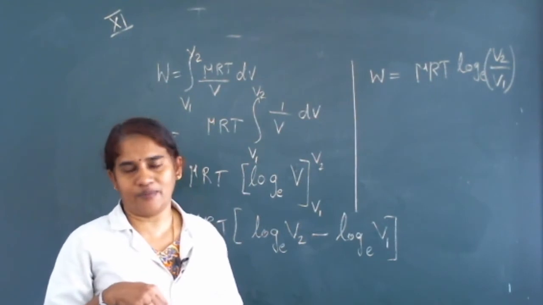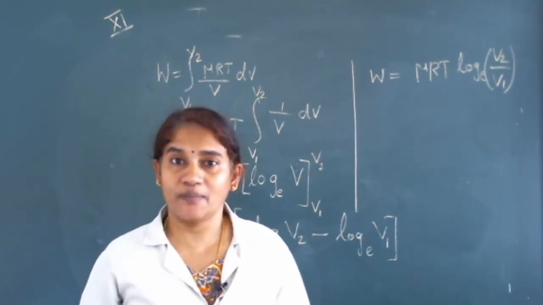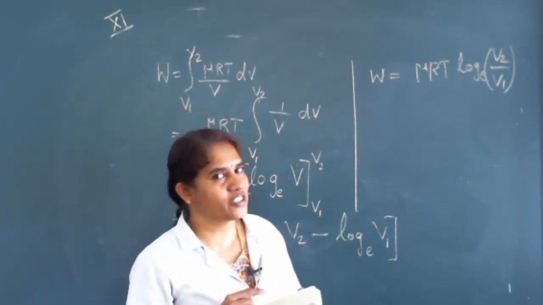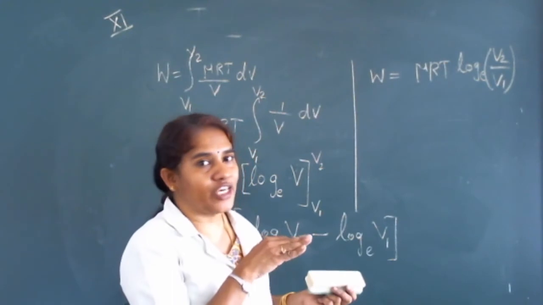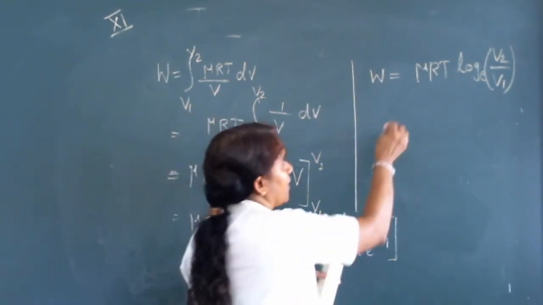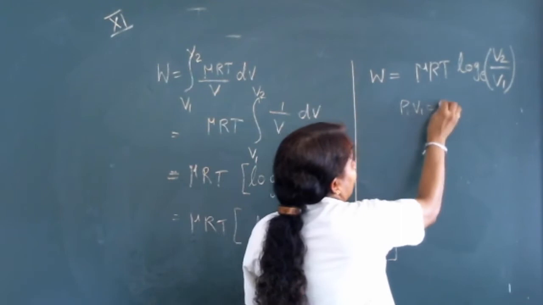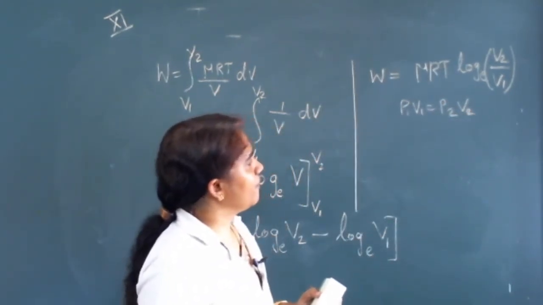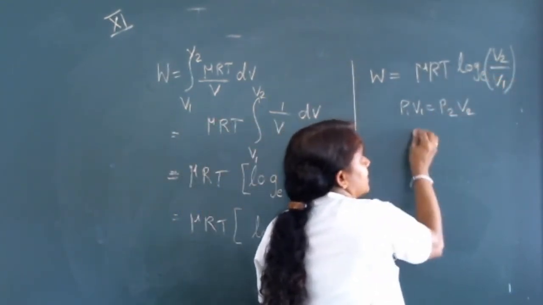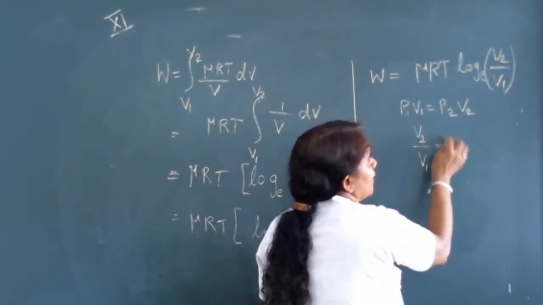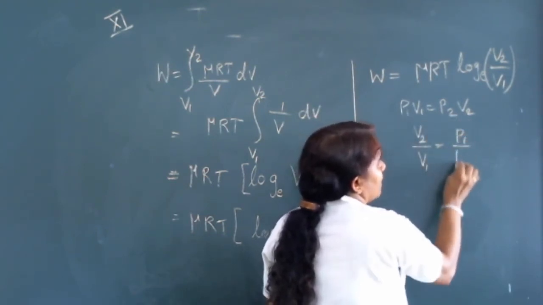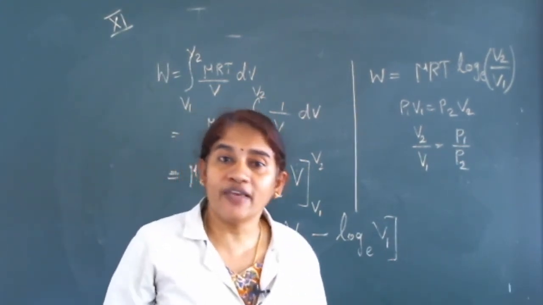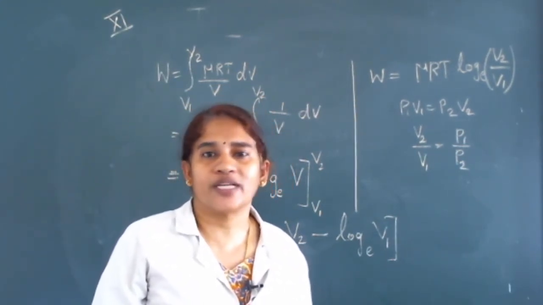This is an isothermal process. What's the equation for an isothermal process? PV is equal to constant, or the product of pressure and volume is constant. Here volume is changing, pressure is changing. So we can write P1 V1 is equal to P2 V2. Okay, P1 V1 is equal to P2 V2. So instead of V2 by V1, we can write P1 by P2 also. Okay, instead of V2 by V1, we can substitute in terms of pressure also.